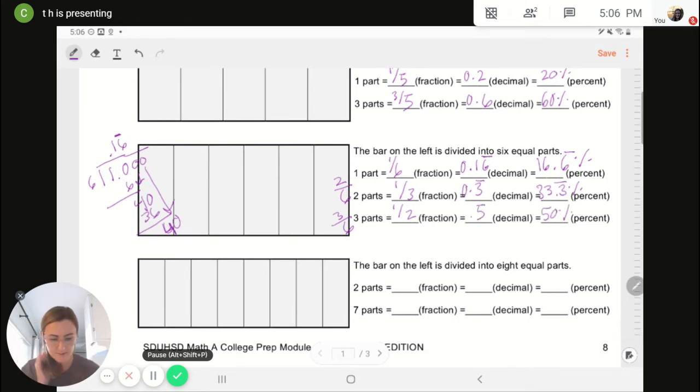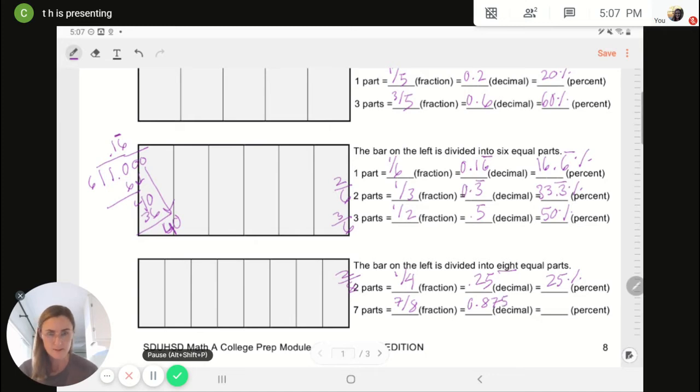And this last one is divided into 8 equal parts. So if I have 2 of 8, this would be 2 of 8, which is really 1/4, or 0.25 as a decimal, and 25%. If I have 7 parts, this is 7 of 8. And again, this is a tougher one that you'd need to use long division, or you may use a calculator on these ones.